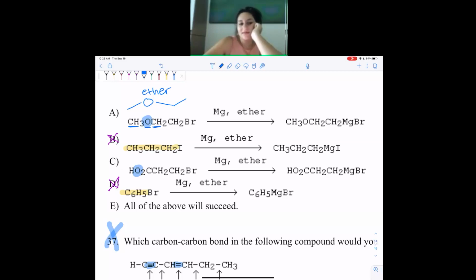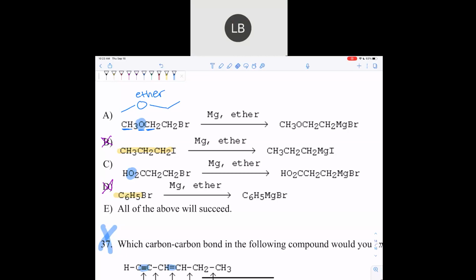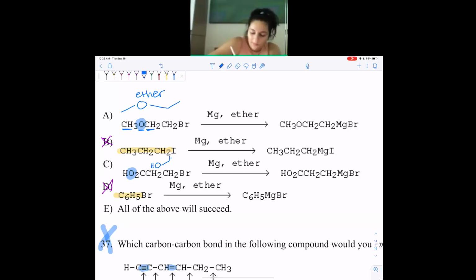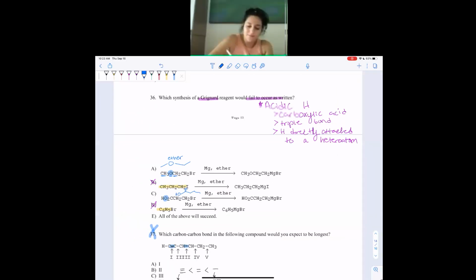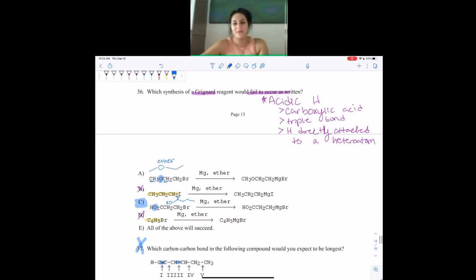And does this have any hydrogens that would go under the acidic hydrogen umbrella? No. No, because none of the hydrogens are directly attached to the heteroatom. Perfect. What about C? What's that functional group? We have a carboxylic acid. We do have a carboxylic acid, so does this break the rule? Yes. So it does, in fact, have an acidic hydrogen, so this one will fail to occur as written.